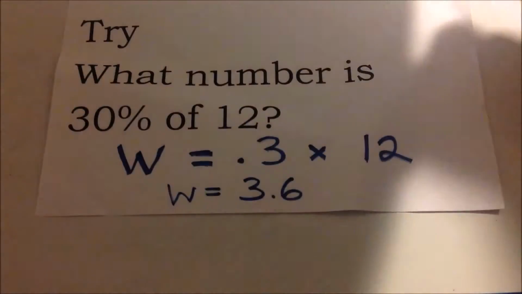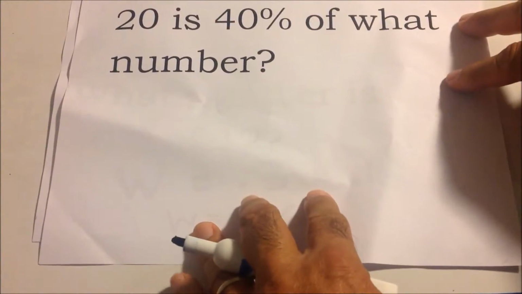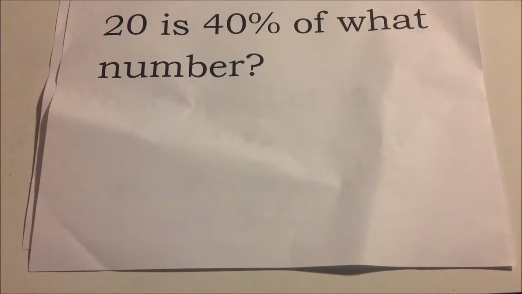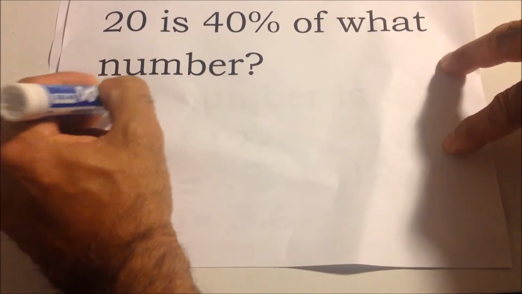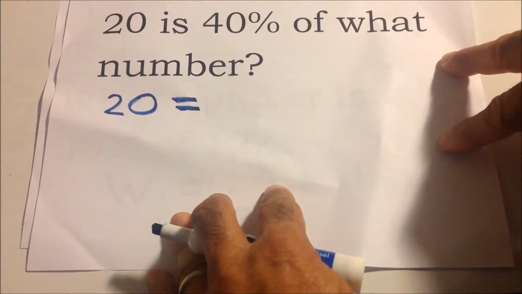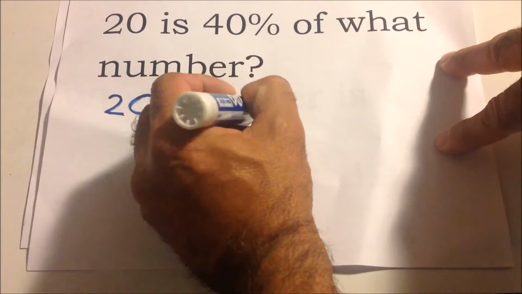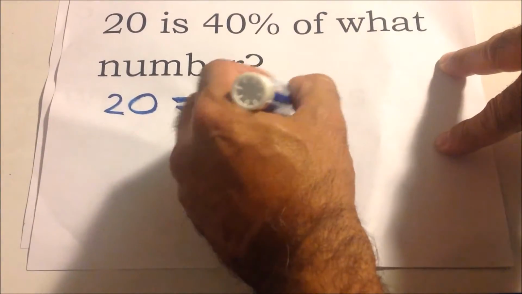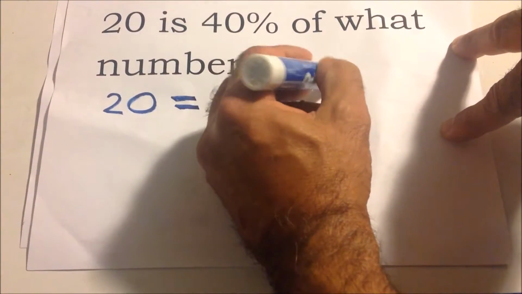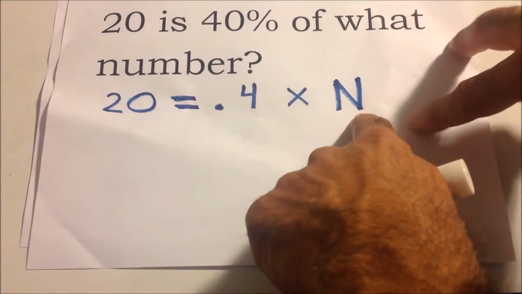Try this one. 20 is 40% of what number? See if you can translate that. Well, we all know what 20 is. It's 20. What's is? Equal. What's 40%? 0.4. What's of? Times. What number? We don't know what number. So we can put a W or an N or an M, whatever. I'll put an N this time.